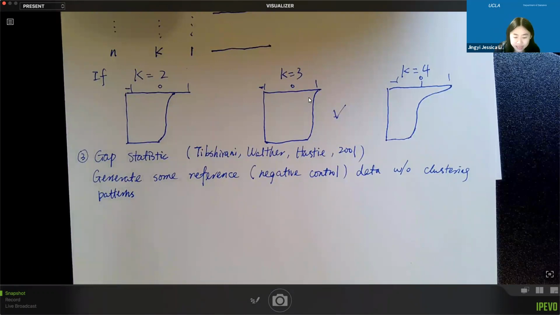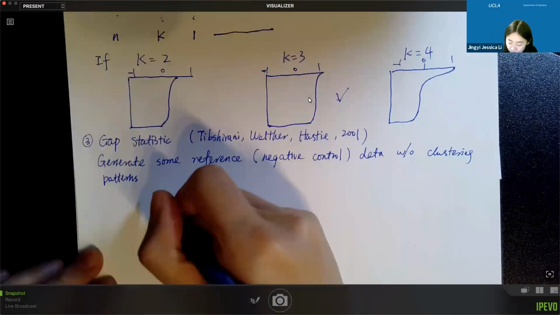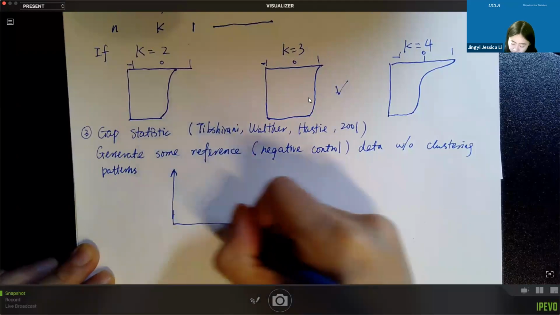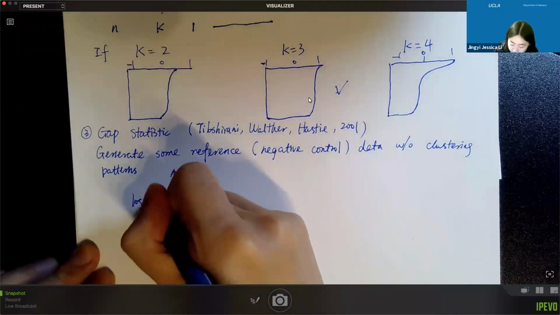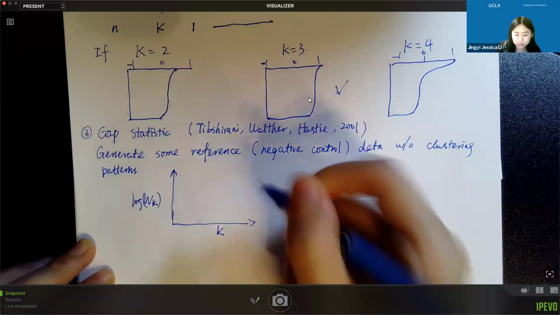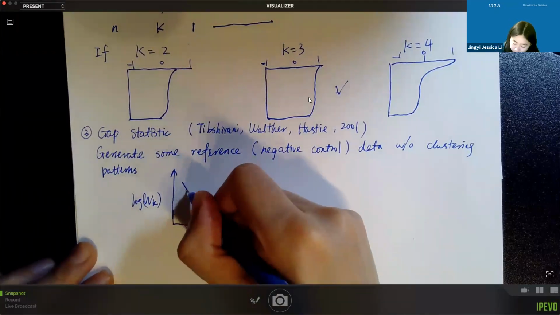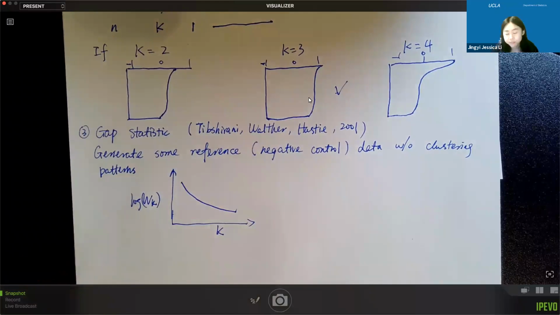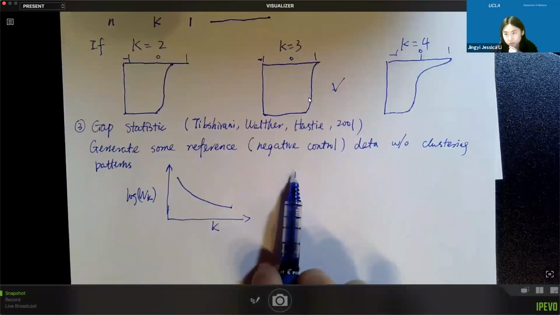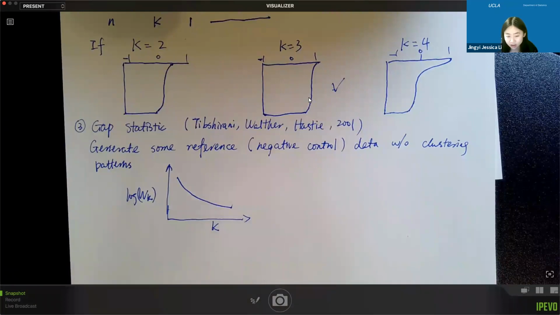Okay, so here is the idea. We know that in the elbow plot, we would plot log WK versus K, right? We know that it's going to drop. But if we imagine that we have some reference or negative control data that has no clustering patterns at all, when we perform K-means on reference data and compute the log WK, there must also be a decreasing pattern. Then how can we discern those two, right?